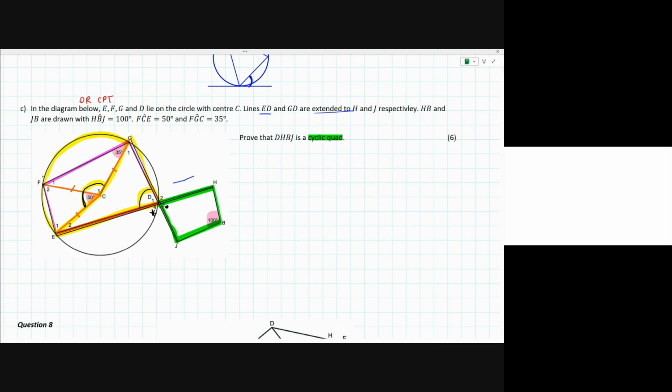If I have a look at the triangle FGC, it is an isosceles triangle because of the radii CF and CG. So I can very easily work out what C1 is. So I'm going to give you 2 minutes. I want you to tell me what angle C1 is.